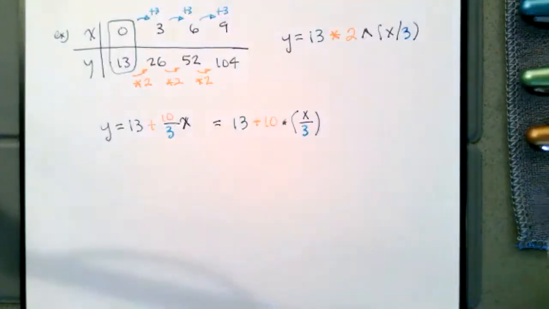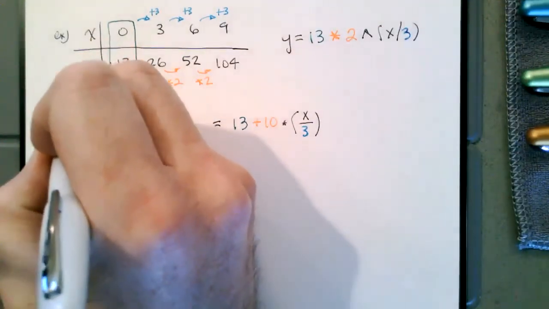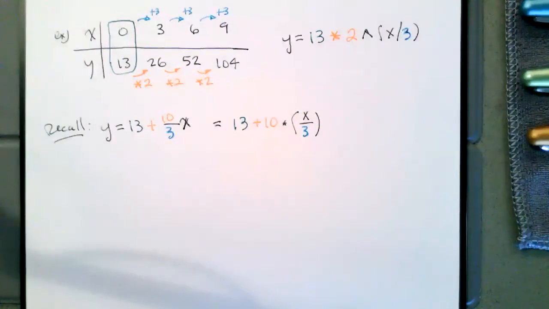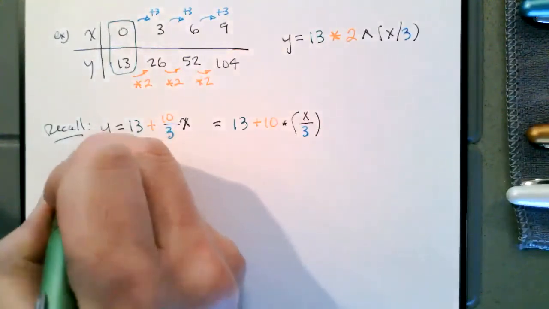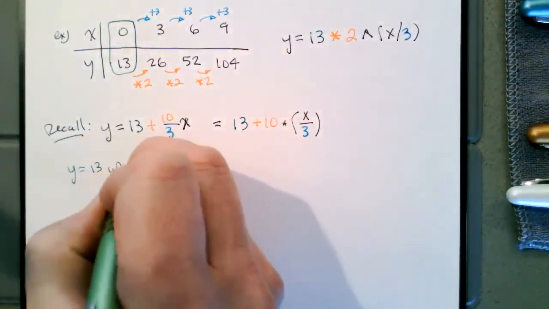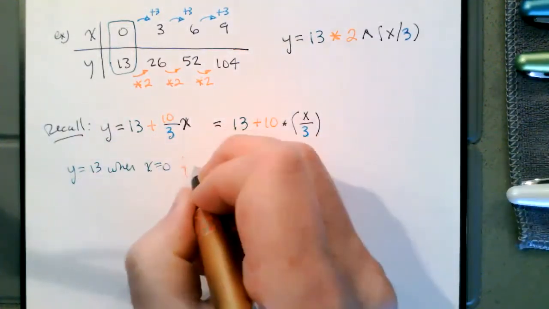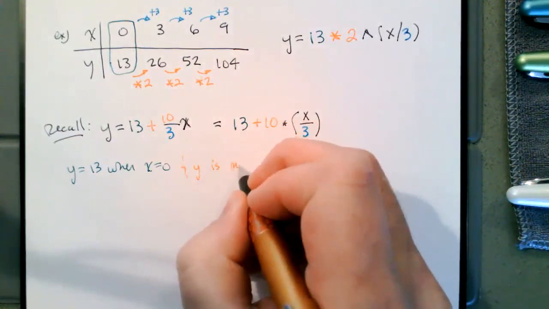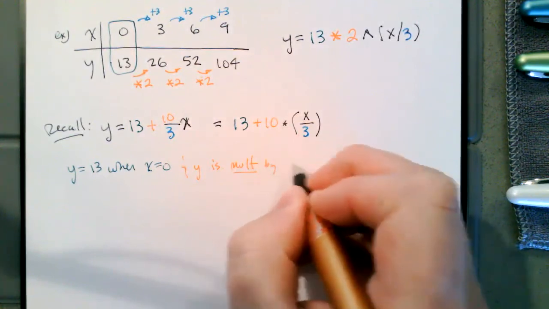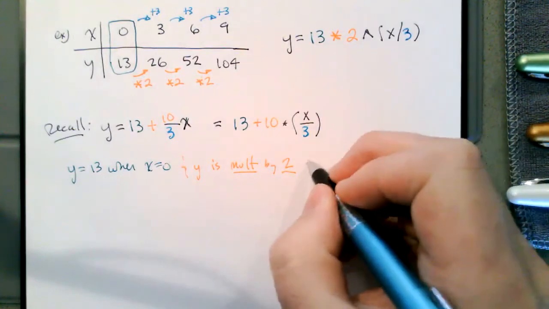Either way, we can write an equation. It's the weird way we write things. We can summarize what's going on in this in the same kind of way. We can say that y is equal to 13 when x is equal to 0. And then we can describe what's happening to y. Y is multiplied by 2 every 3 units.